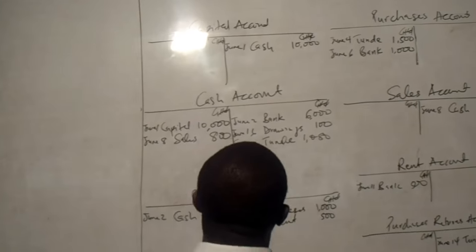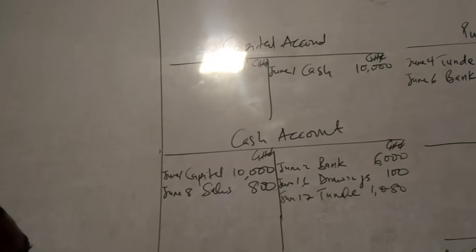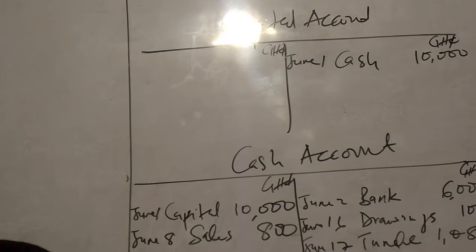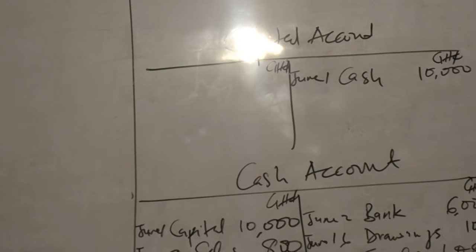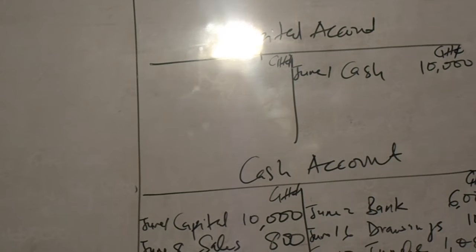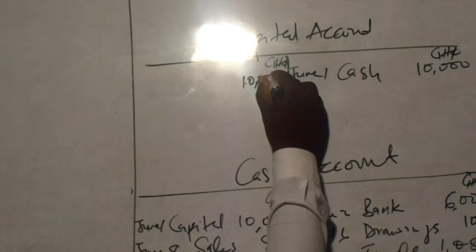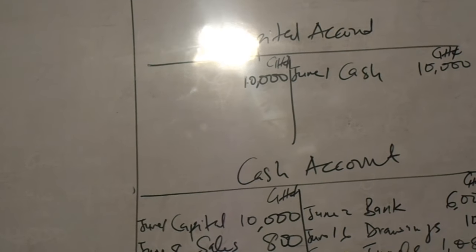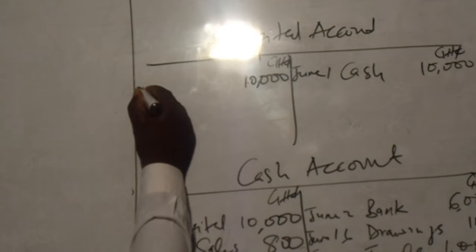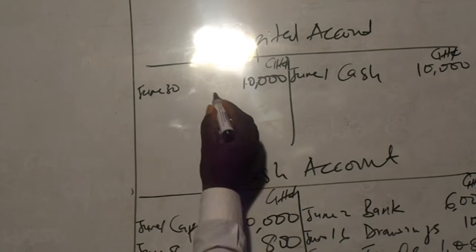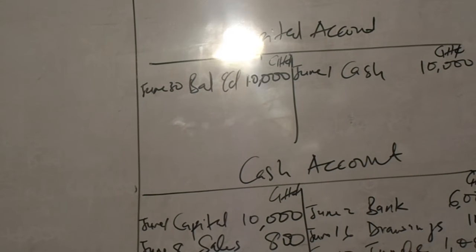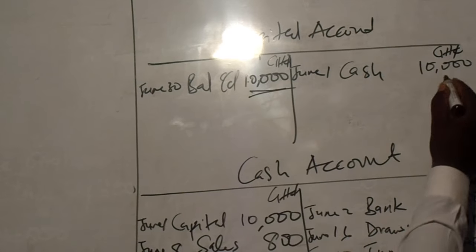Okay, so what we are going to do is that we go account by account and try to make the two sides equal. Looking at the capital account, you will see that there is only one side that is 10,000. So to make it equal, we have to put the same 10,000 here. And we always choose the last day of the month. We are operating in June. So the last day of June is June 30th. And then we call it balance carry down or balance c/d. And then we close it off.